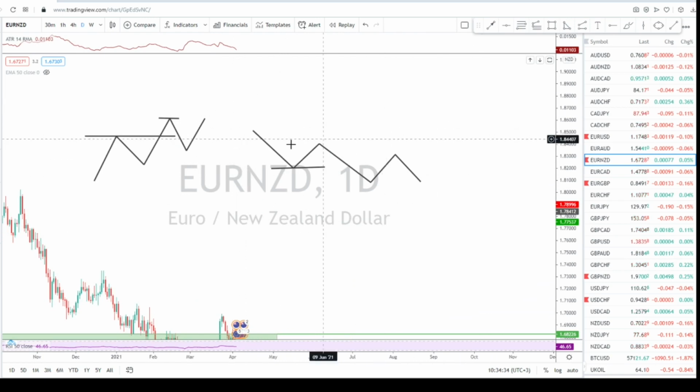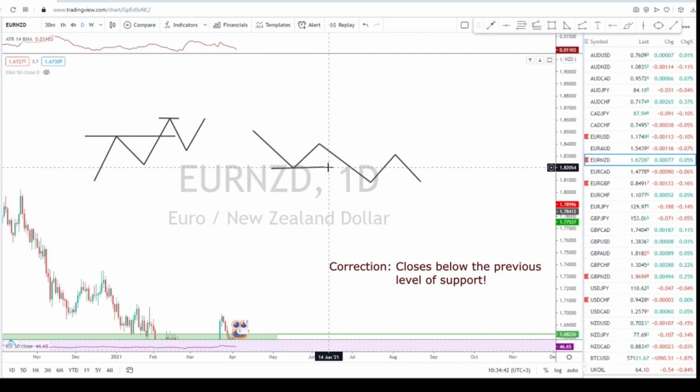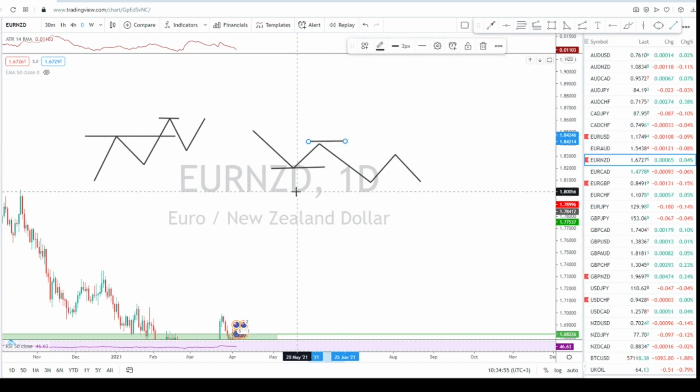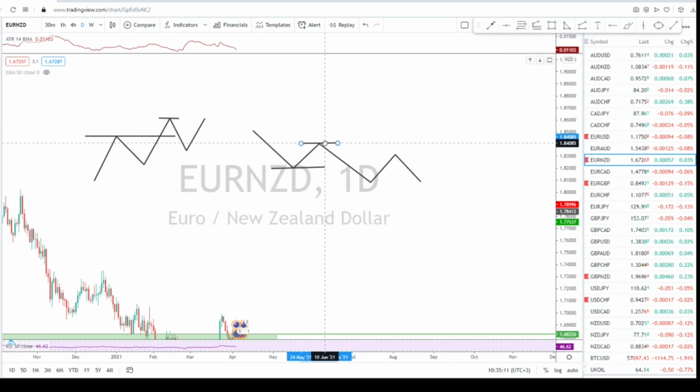For the case of a downtrend, a market makes an impulsive leg to the downside, a pullback, and another impulsive leg that closes below the previous level of support. What you have to do is wait for a pullback that does not close above the previous level of resistance. If it pulls back to this level of support, that's okay. If it pulls back to this level of resistance, that's okay, but it should not close above this level of resistance. Now when the market makes such a move, you look for an entry reason on a lower time frame and boom, enter the market.